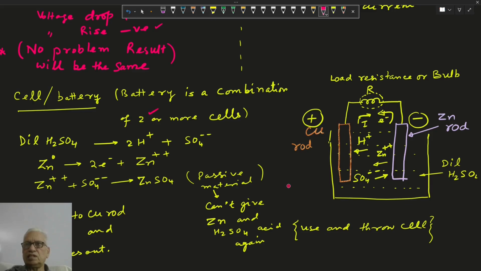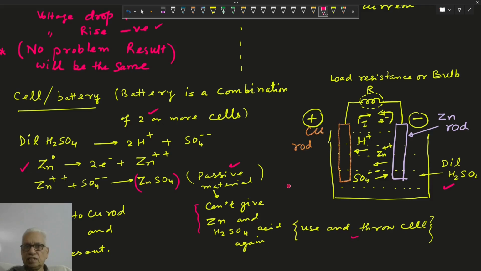What is a cell? Let me discuss. In a container there are two electrodes, copper and zinc, in dilute sulfuric acid. The sulfuric acid gives H ions and sulfate ions. The zinc rod leaves behind two electrons and zinc positive ions come into the solution. In the solution, zinc ion is there and sulfate ion is there. The sulfate is a passive material, which cannot be converted back into zinc and acid. So this is a use and throw policy, since passive material cannot be converted into active material like zinc and acid.